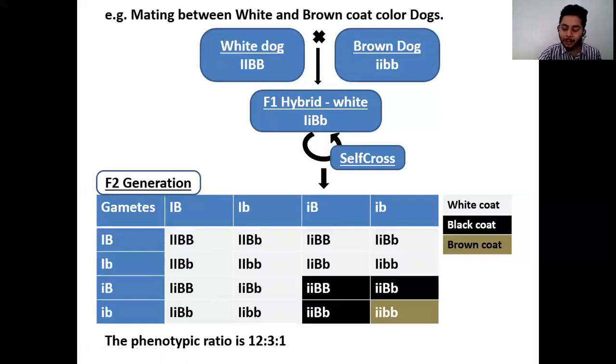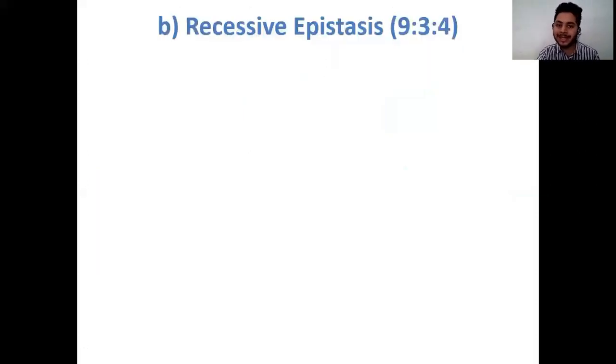For easy understanding, what I usually suggest my students is that you can modify the 9:3:3:1 ratio, where you simply add up the first 2 digits. So 9:3 sums up to 12, and the remaining 3:1 remains as it is. So the ratio 9:3:3:1 gets modified to 12:3:1. Okay. Now let us understand the second type of epistatic phenomenon, which is the recessive epistasis.